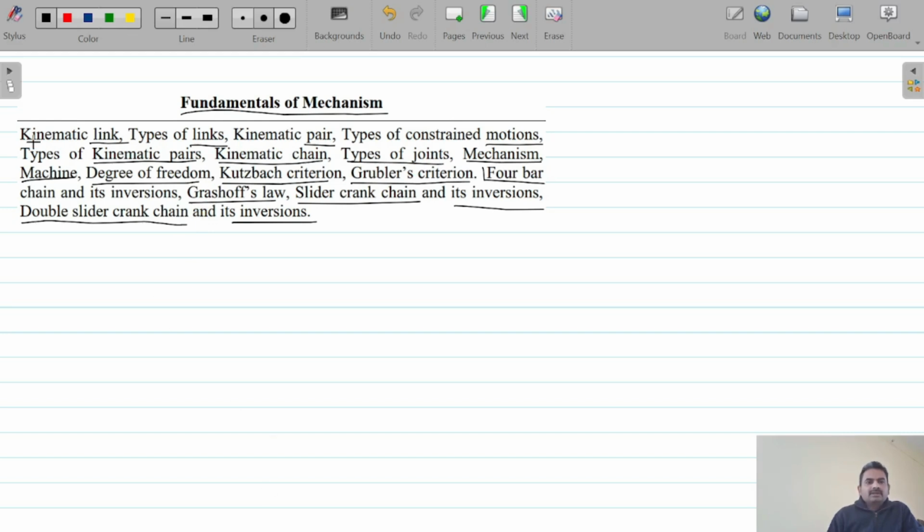Before starting with the kinematic link as a first part, we will first of all start with the mechanism. So first of all, we will understand mechanism. What is the mechanism? Then we will go for the remaining things. Before the definition of mechanism, we will see one example of the mechanism, then we will see why it is known as a mechanism.